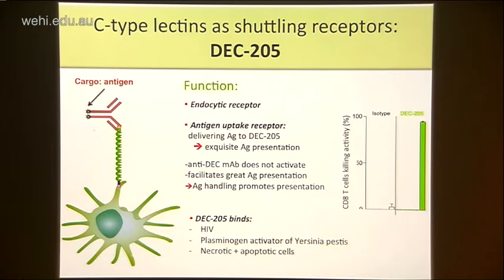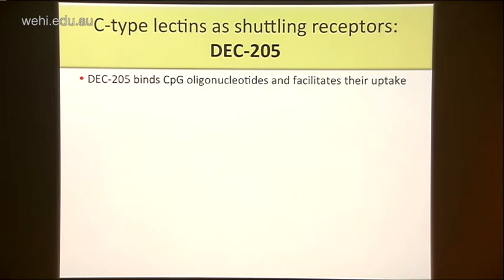The other thing that you find in the literature is that DEC205 apparently binds necrotic and apoptotic cells. Now, I can categorically say that we have exhaustively looked at this, because I'd like it to, but we cannot corroborate this data. In our hands, DEC205 does not bind dead cells. Okay, but what it does bind in our hands, and this is kind of an interesting discovery on a side note, it actually binds synthetic CpG oligonucleotides. And not only does it bind them, but it grabs them and shuttles them into the cell.